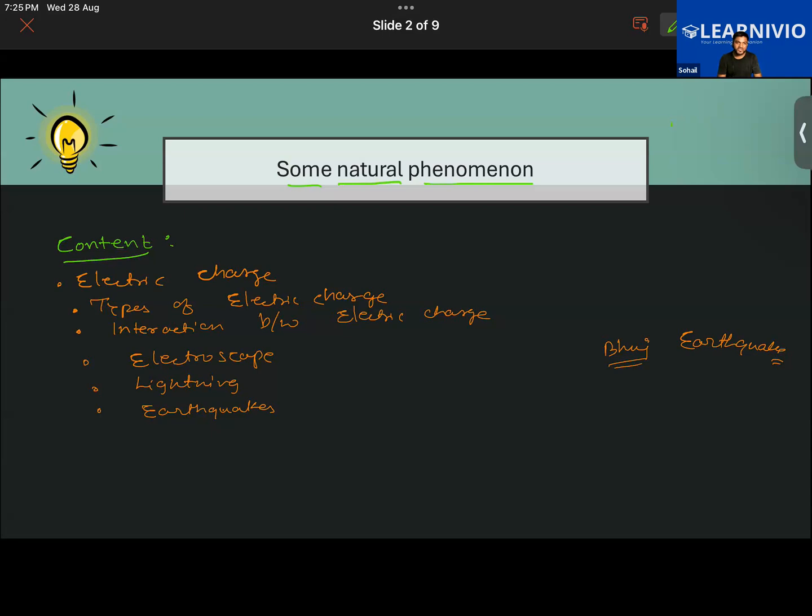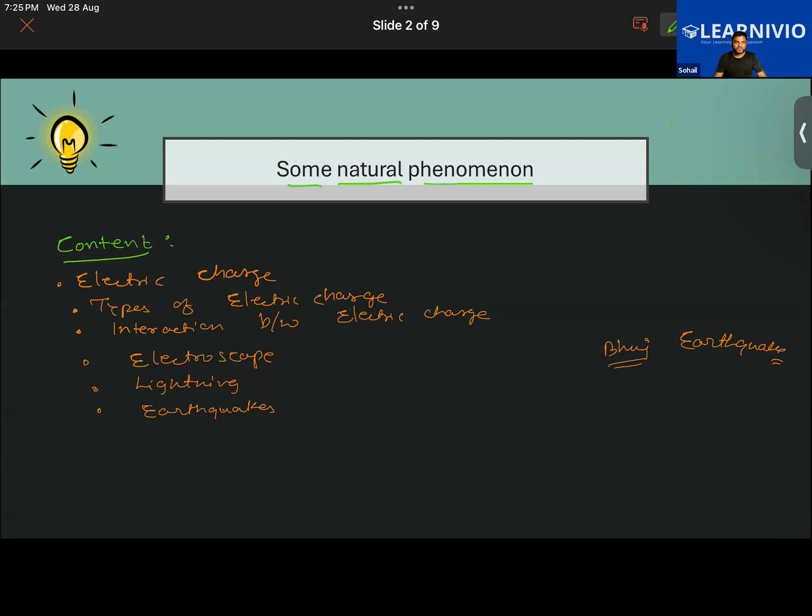And electric charge is basically the property of any given matter which is responsible for electrical phenomena. Whatever kind of electric phenomena we see, whether it be lightning or the flow of electricity taking place in the wire, all of that takes place because of electric charges. Got this? That's what I'm trying to say.